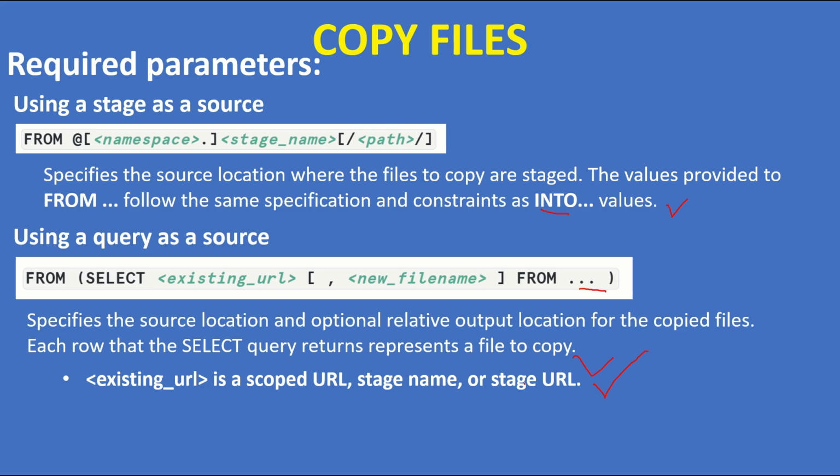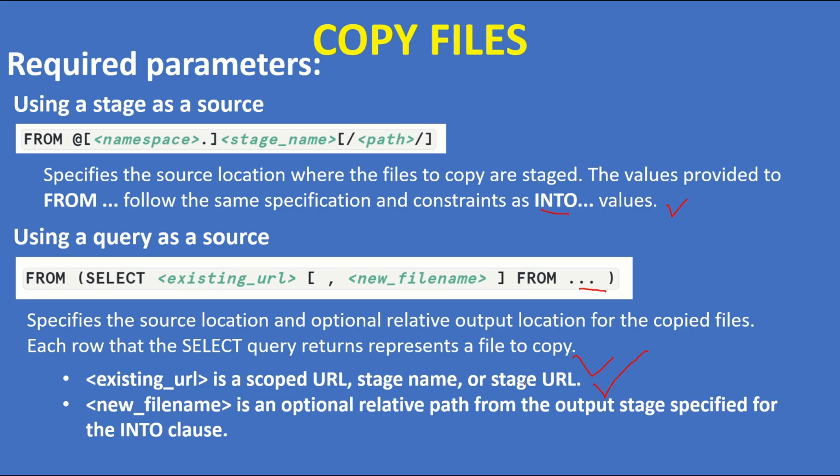I will show you in the demo what the scoped URL is. New file name is an optional relative path from the output stage specified for the INTO clause. If you don't specify the new file location, whatever the source file name is, that file name will be created in the target location.